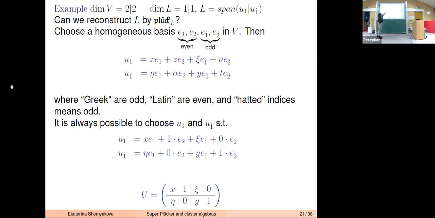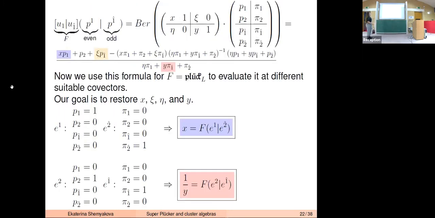So we have a homogeneous basis, examined in space V. Okay, so then you expand U1 and U1 hat. So here I used the notation that I believe physicists usually use: Greek are odd and Latin are even. And indices are just used as notations. Okay, so again, here to normalize, we have 1, 0 here, 0, 1 here, all in a similar way in one of the charts. And now here you see practical computations, how you're going to compute this function.